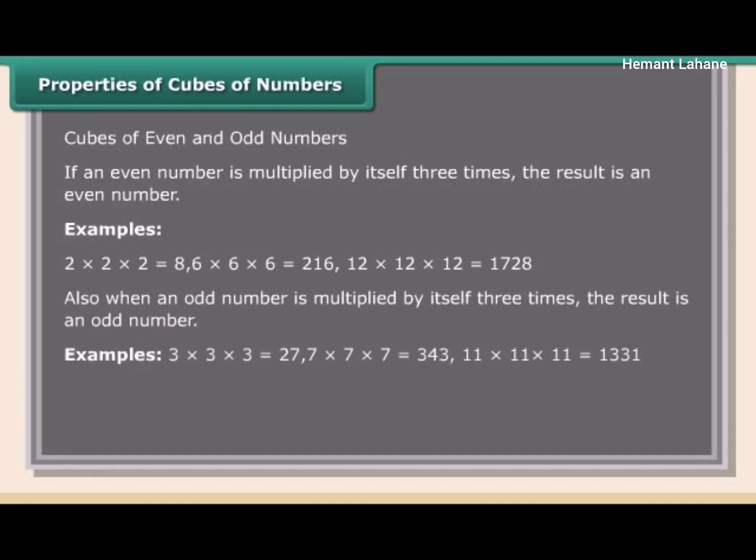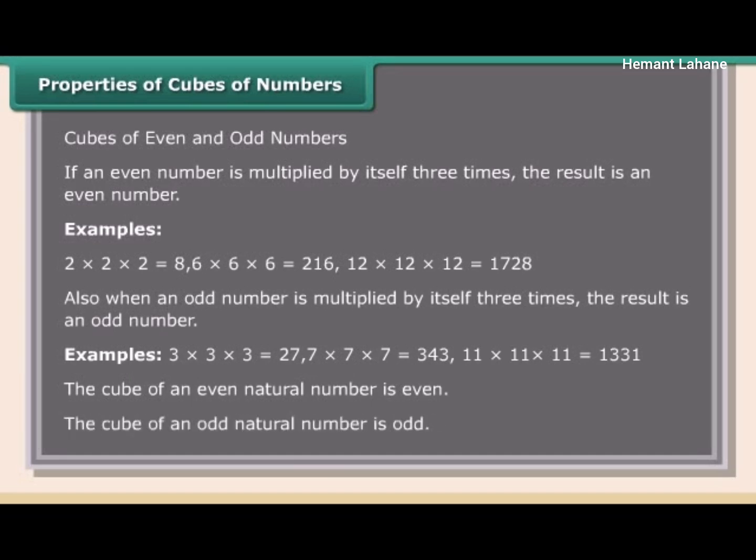Examples: 3 into 3 into 3 is equal to 27. 7 into 7 into 7 is equal to 343. 11 into 11 into 11 is equal to 1331. The cube of an even natural number is even. The cube of an odd natural number is odd.